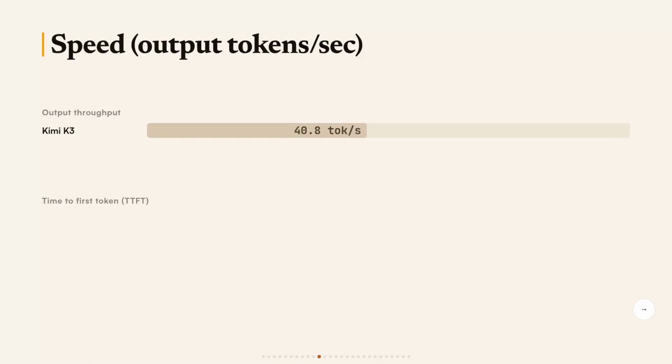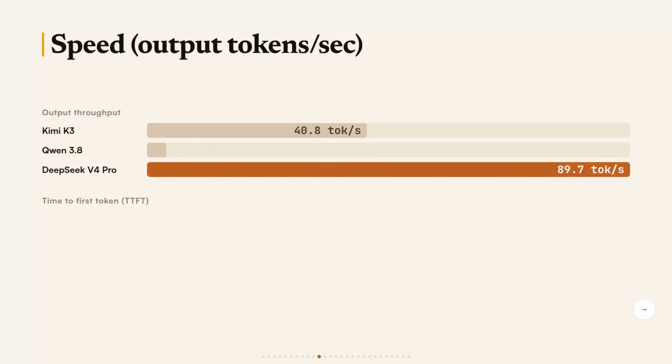Time to first token backs this up. DeepSeek V4 Pro can hit a 0.99 second time to first token on Together.ai's endpoint, community reported but unverified. Kimi K3 sits around 2.8 to 3.0 seconds. In a real agent workflow, firing off dozens or hundreds of calls, that difference stacks up into real, felt latency. Qwen 3.8 speed is a genuine blind spot.